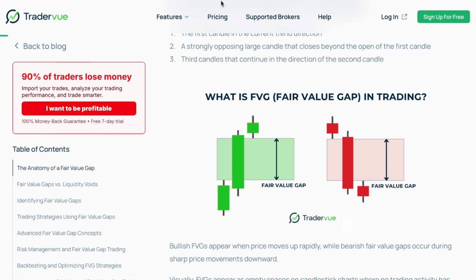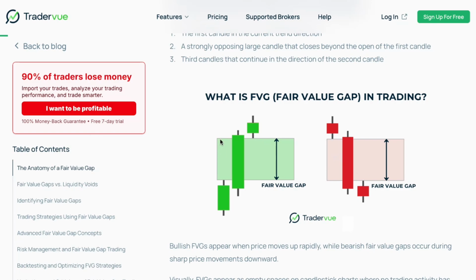Okay, so what is a fair value gap? A fair value gap consists of three candles, as you see here. Those are three green candles, and those are three red candles. What it is, is the point between the first candle's wick and the third candle's wick. You see how there's a gap right there between this wick and that wick? That is a fair value gap to the upside, and to the downside, there's a fair value gap from this wick to this third candle wick right there.